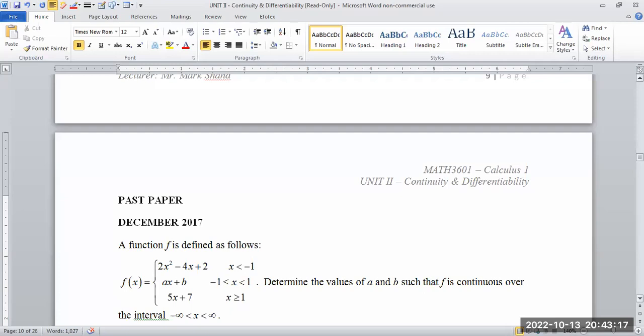All right. Let me see now the ones who are truly learning and understanding. Work with me. What should happen at x equals 1 and x equals negative 1? If I want a function to be continuous, what should happen at x equals 1?